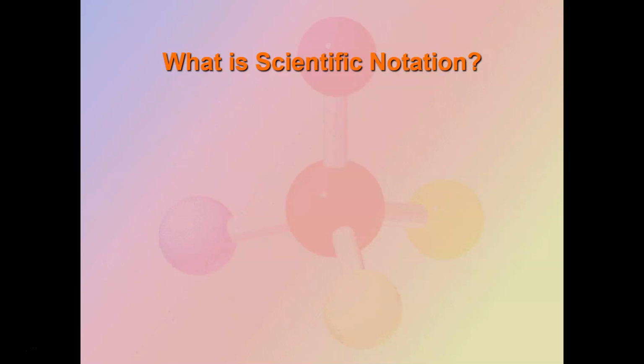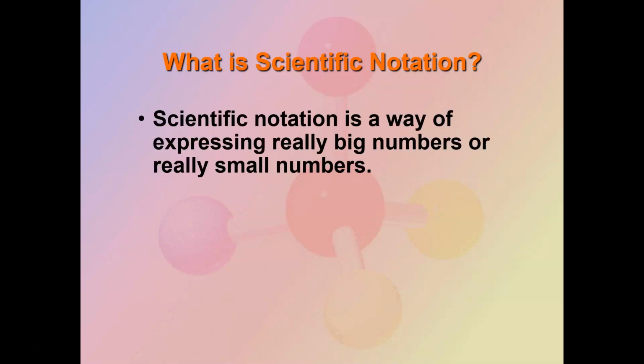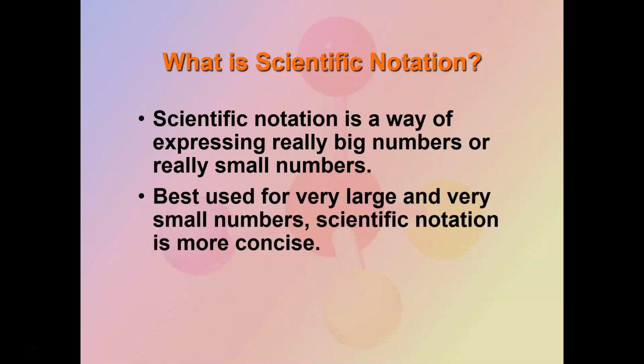Which brings us to our other thing we need to talk about, which is scientific notation. Scientific notation is a way of expressing really, really big numbers or really, really small numbers in an easier way. So they are best used for very large and very small numbers because it is a more concise way of writing it out. Basically, you get to skip writing a whole bunch of zeros, which is good.